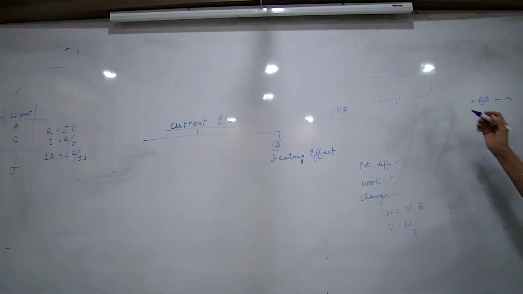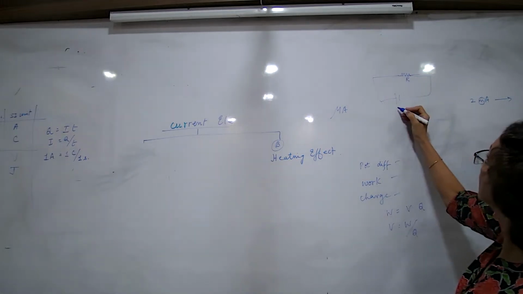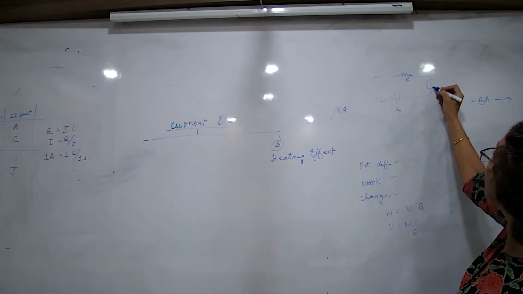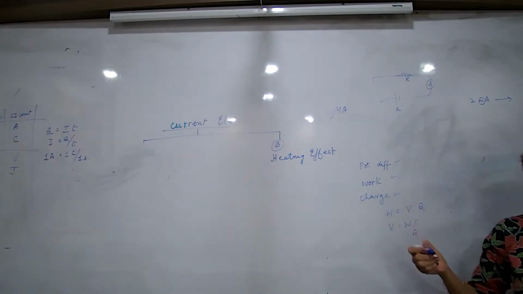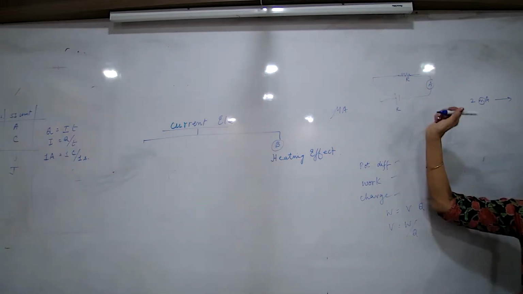Okay, suppose I'm having a resistor here. Okay, this is your resistor R, this is your key. Can I have an ammeter here? Yes, sir. Yes, anywhere on the line. On the line I can have it anywhere. It can be here, here, anywhere it can be.